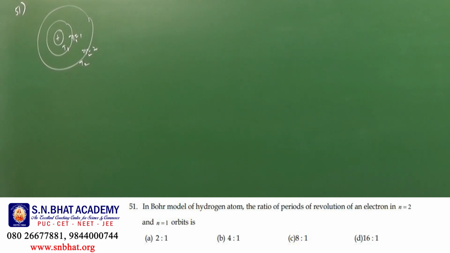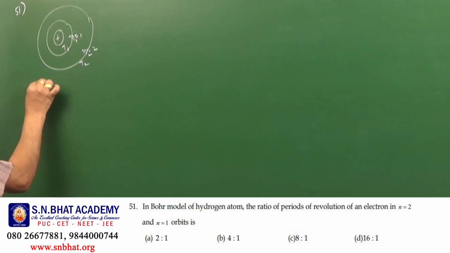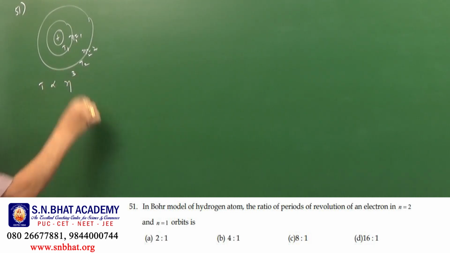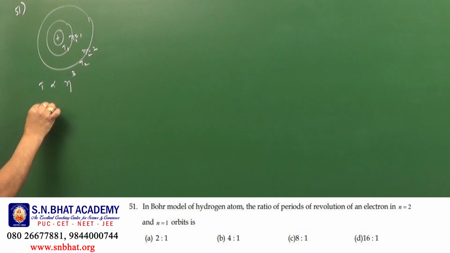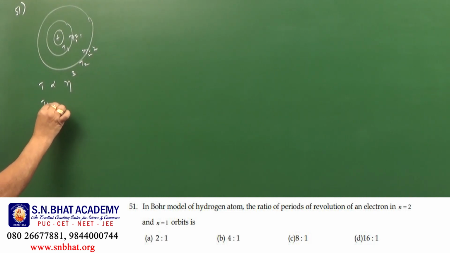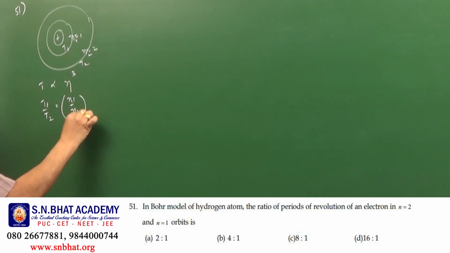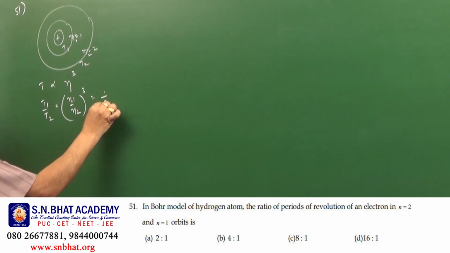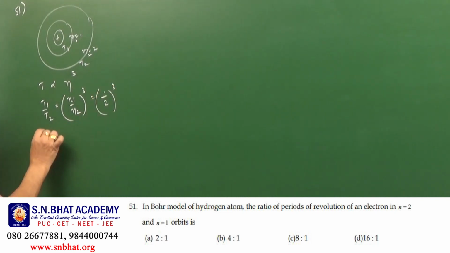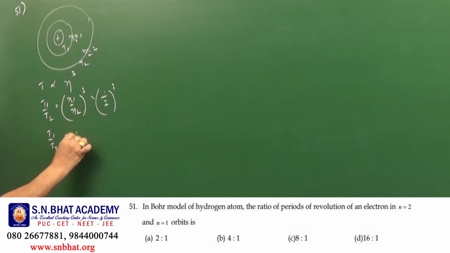Now his question is, what is the ratio of the period of revolution? You remember that here t is directly proportional to the cube of the orbit number, and therefore the ratio of the periods of revolution t1 by t2 is equal to n1 by n2 whole cube, which is 1 by 2 whole cube, and therefore t1 by t2 is equal to 1:8.